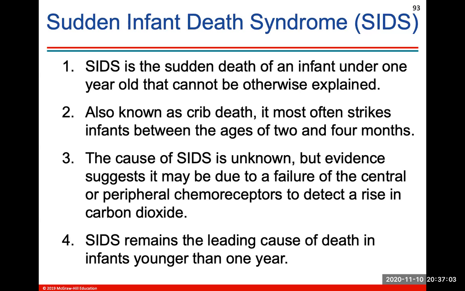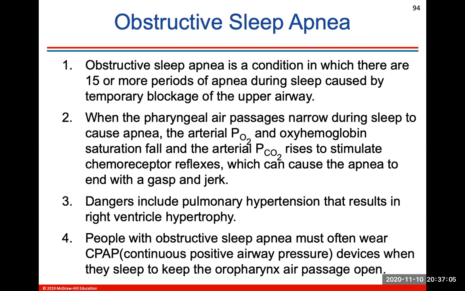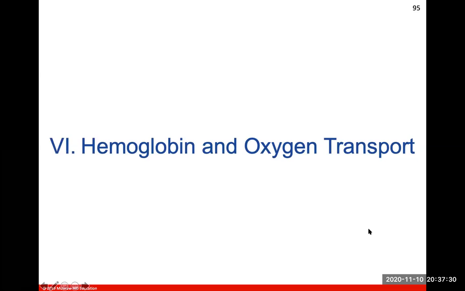It remains the leading cause of death in infants younger than 1 year. Obstructive sleep apnea is a condition in which there are 15 or more periods of apnea during sleep caused by a temporary blockage of the upper airway. Dangers include pulmonary hypertension that could result in right ventricular hypertrophy. So people with obstructive sleep apnea must wear some sort of gear or device when they sleep to keep their oropharynx air passage open.